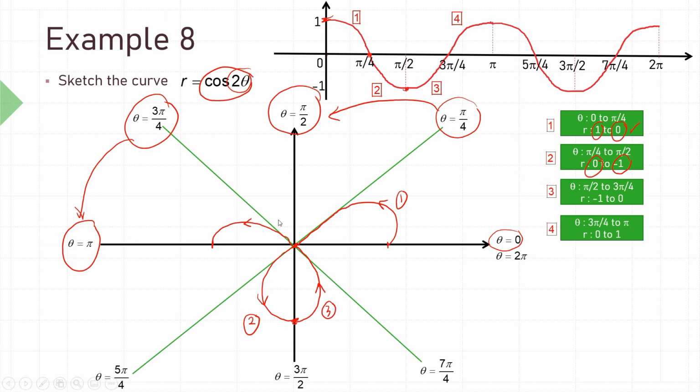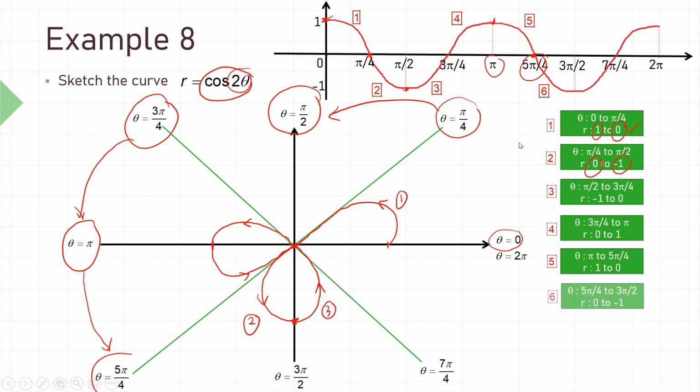Now for the fifth part, which is from pi to 5 pi over 4, r goes from 1 to 0. So from pi to 5 pi over 4, it goes from 1 until 0, back to the pole, something like that.